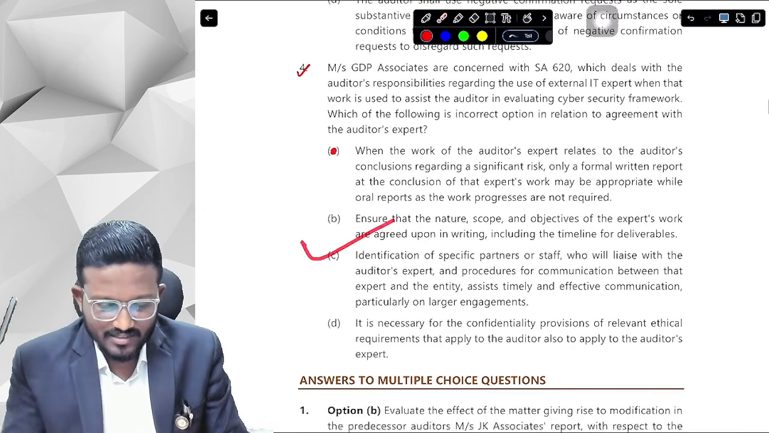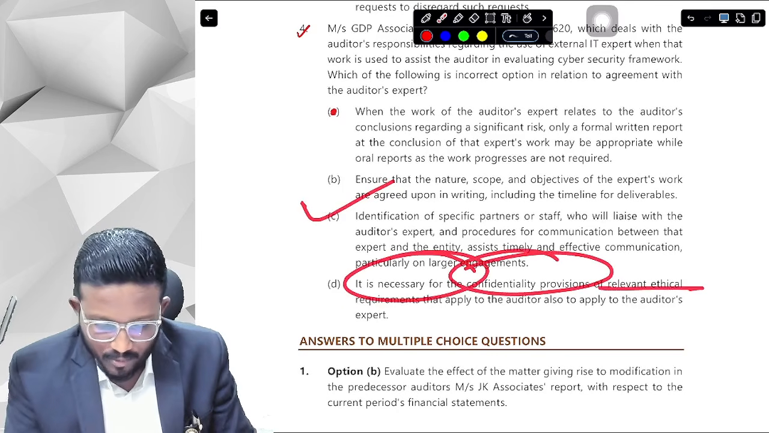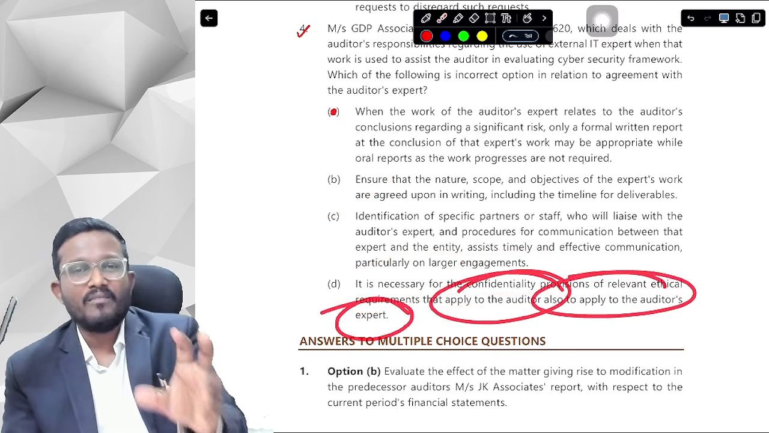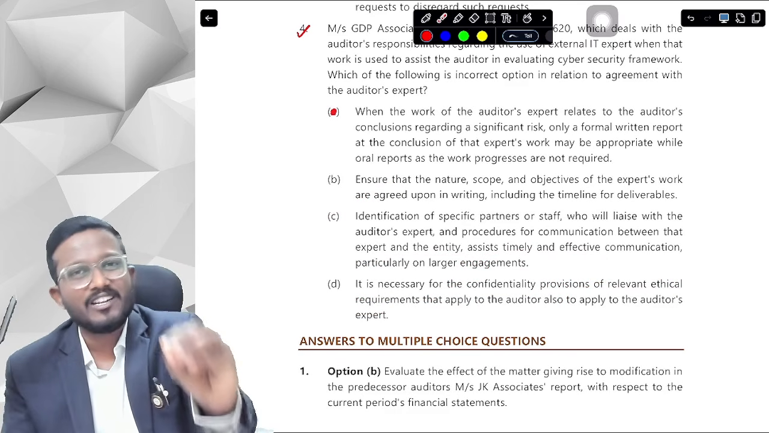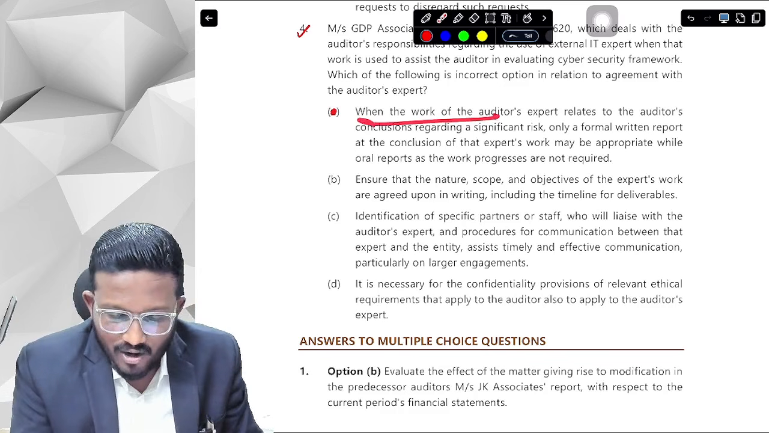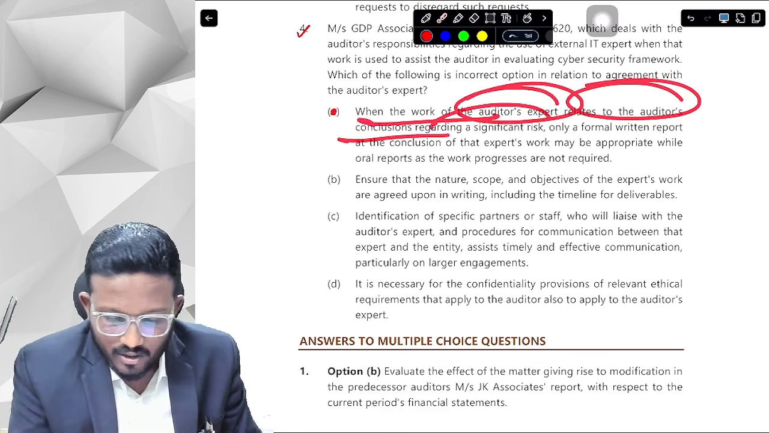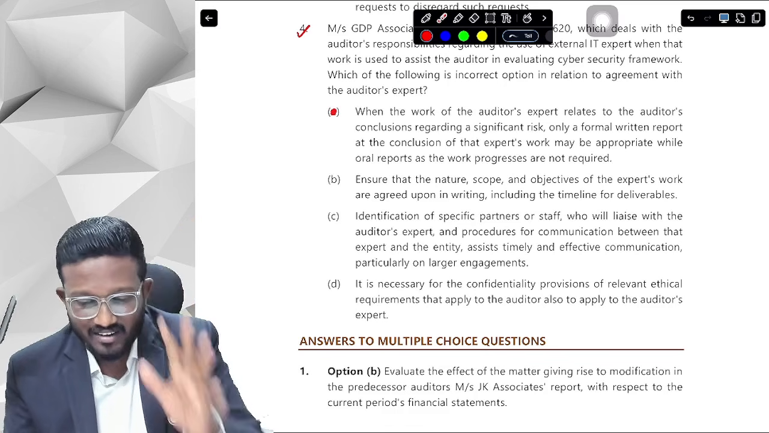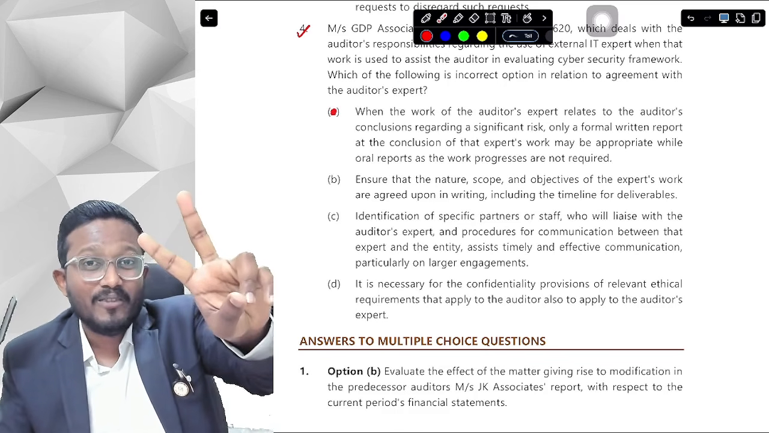This is also correct. Next is it is necessary for confidentiality provisions of relevant ethical requirements that apply to the auditor also to apply to the auditor's expert. Obviously, for maintaining confidentiality, we make an agreement with the auditor's expert. But what is not correct, sir? When the work of the auditor's expert relates to the auditor's conclusion regarding a significant risk, then we need to obtain both reports.